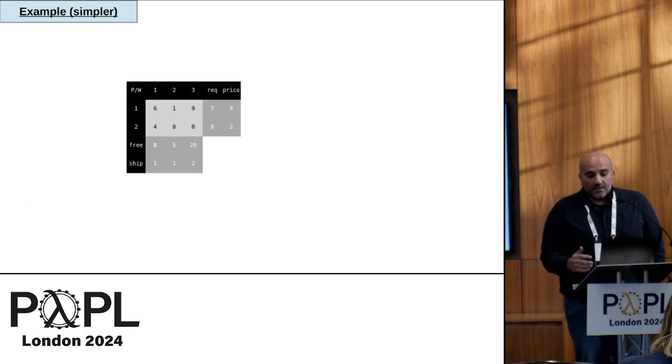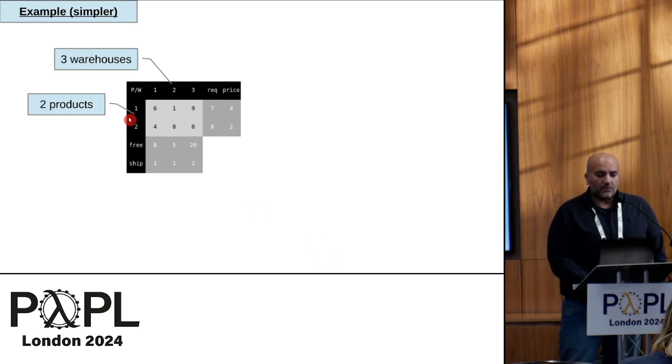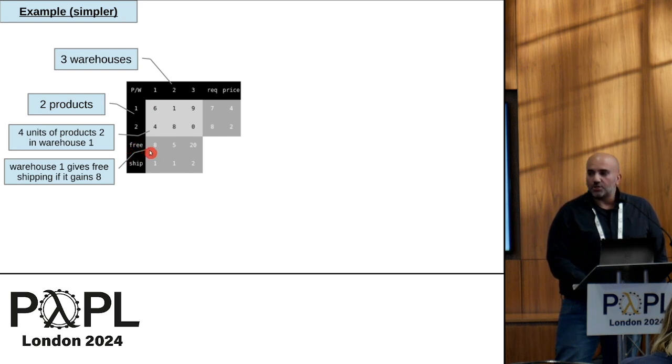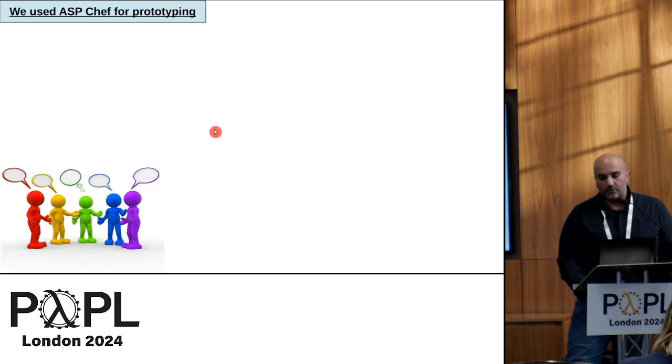So let's consider a simpler example. Here we have 3 warehouses and 2 products. There are 4 units of product 2 in warehouse 1. The warehouse 1 would like to give us free shipping if we spend at least 8, and otherwise it's going to charge 1. Then there is the price of each product. For example, product 1 is going to cost 4, and the order includes 8 units of product 2.